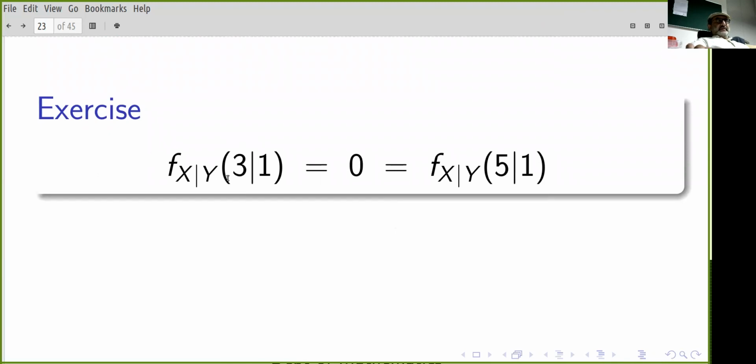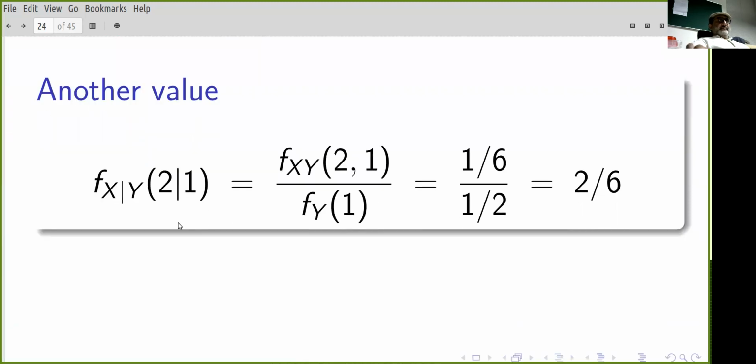Okay, the probability that x is equal to 3 given y equals 1 is also 0, and the probability that x is equal to 5 given that y is equal to 1 is also 0. That is an exercise.